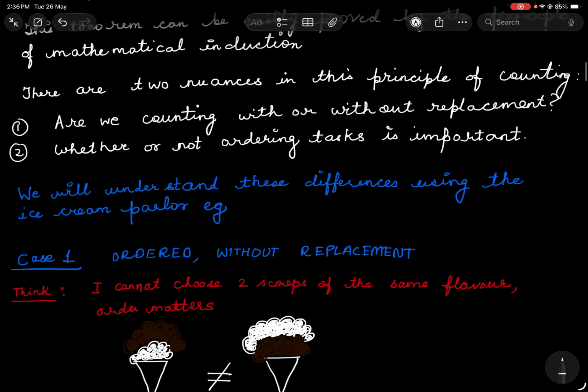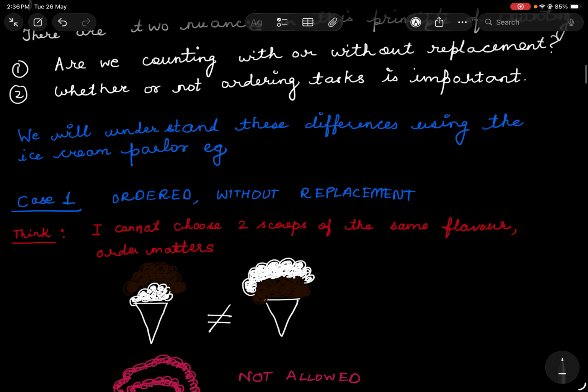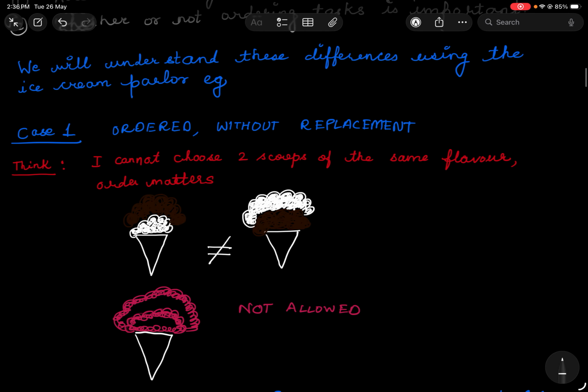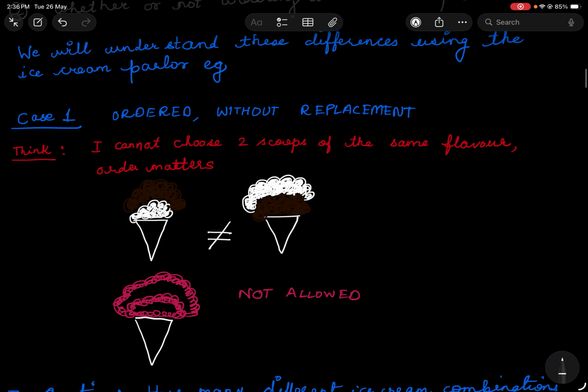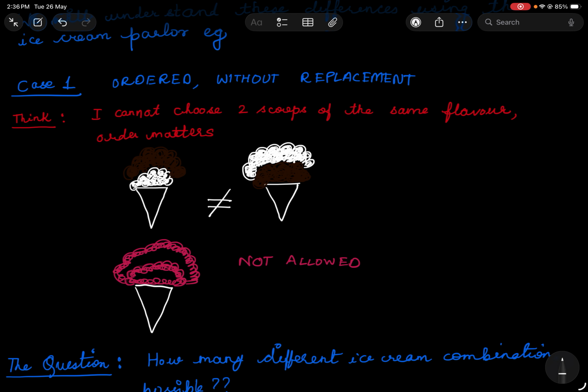So let's go to the ice cream parlor again. Okay, case 1 is ordered and without replacement, and here you can just consider this as two simple English words. What does ordered mean and what does without replacement mean? You can think of it as, I cannot choose 2 scoops of the same flavor and order matters. So I cannot choose 2 scoops of the same flavor means without replacement. Okay, this is what it means. And ordered means that order matters.